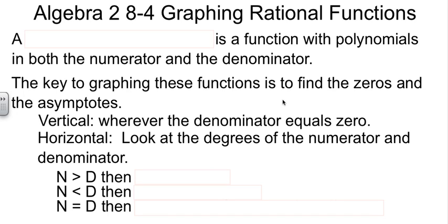This is Algebra 2, Chapter 8, Section 4, in which we will graph rational functions. All a rational function is, is a rational expression written as a function. It'll have f of x equals, and that's what you have for a rational function. The key to being able to graph these things is to find the zeros and to find the asymptotes.